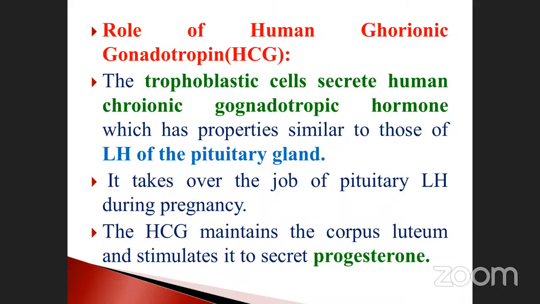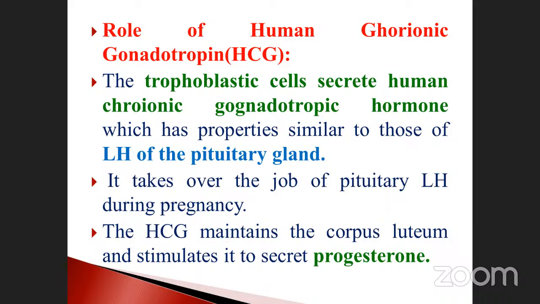Role of human chorionic gonadotropin, HCG. The trophoblastic cells secrete human chorionic gonadotropin hormone, which has properties similar to those of LH, luteinizing hormone, of the pituitary gland. This is also very, very important. It takes over the job of the pituitary LH during pregnancy. The human chorionic gonadotropin hormone maintains the corpus luteum.